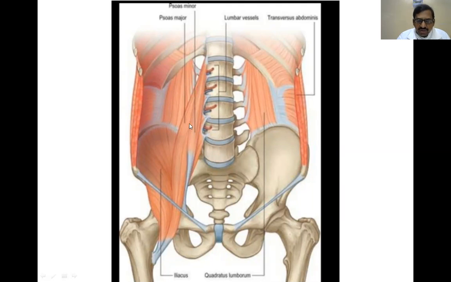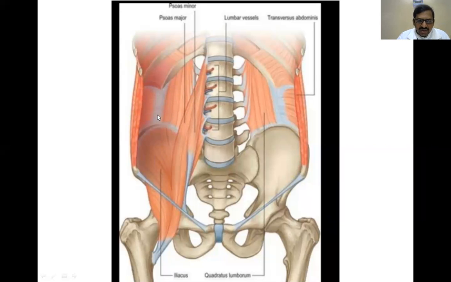Just lateral to the psoas major muscle, there is another muscle, that is quadratus lumborum. And just lateral to this quadratus lumborum muscle, there is transversus abdominis. And in the lower part, iliacus is also taking part in the formation of the posterior abdominal wall. Okay, so these are the muscles which are taking part in the formation of the posterior abdominal wall.